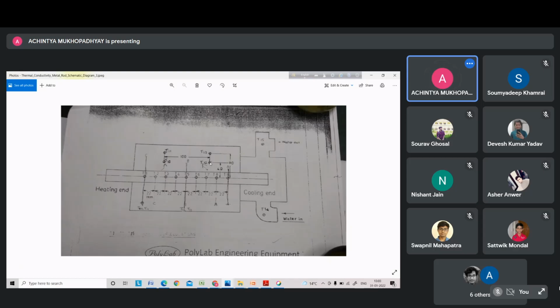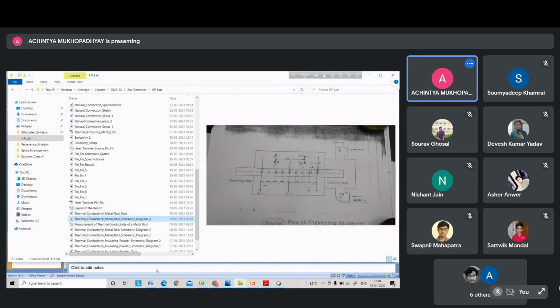And similarly, T10 and T12 are placed at a radial location of 40 millimeters from the axis of the rod, and T11 and T13 are placed at a radial distance of 60 millimeters from the axis of the rod. Okay, so these are the measurements that you have to do. I have just told you what you have to do in the report. So this completes our discussion on the experiment.